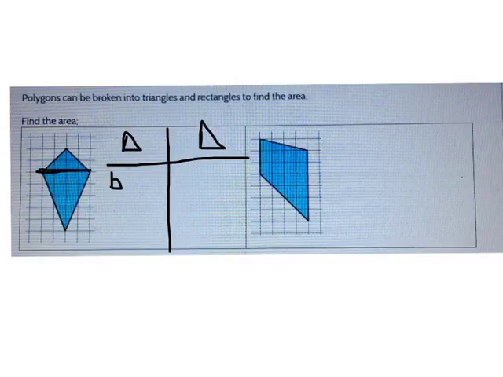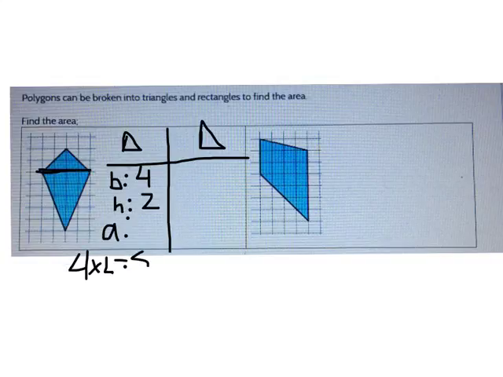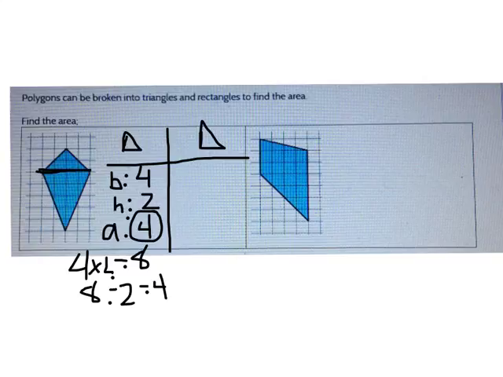What's the base of the top triangle? The base of the top triangle is 4 units. What's the height of the top triangle? The height of the top triangle is 2 units. So what's the area? Well, 4 times 2 is 8. 8 divided by 2 is 4. So the area of the top triangle is 4.